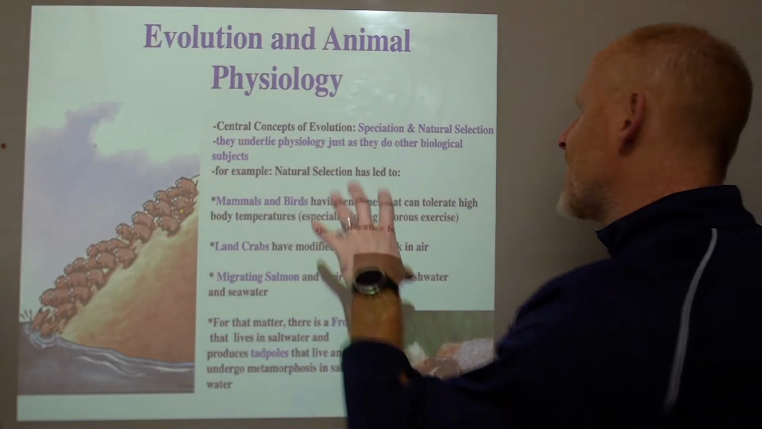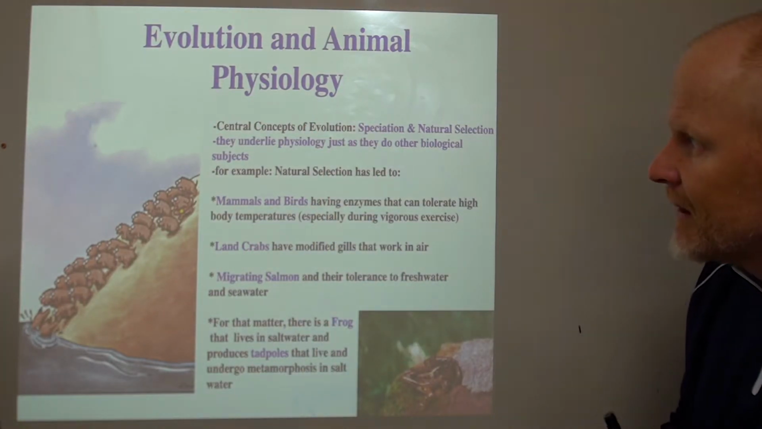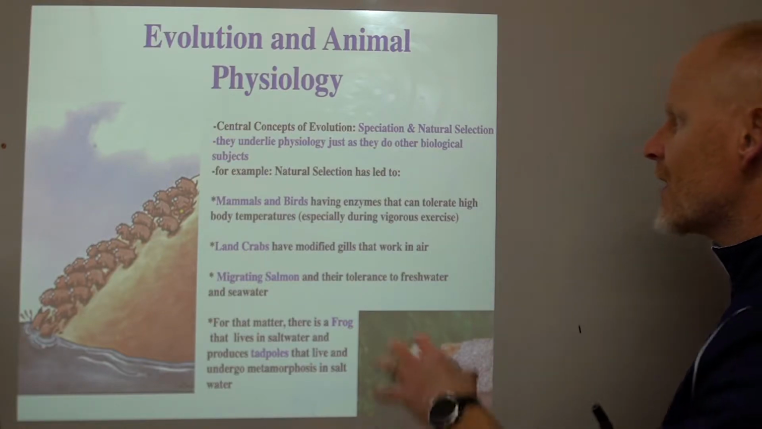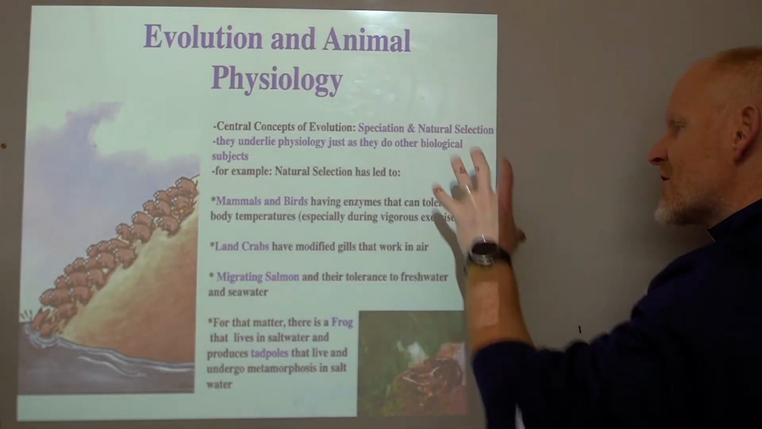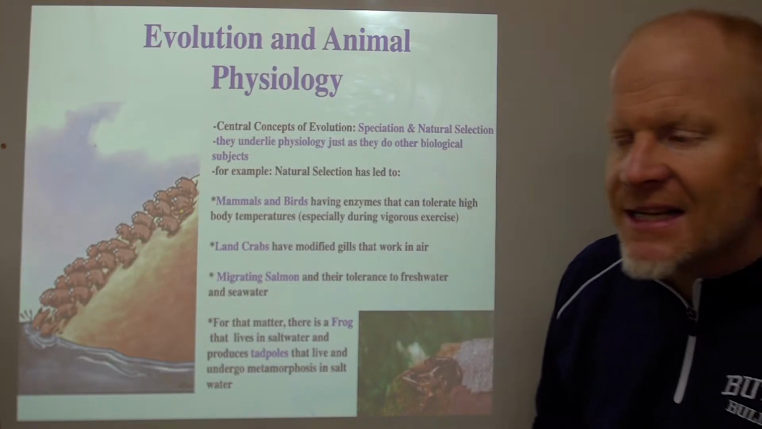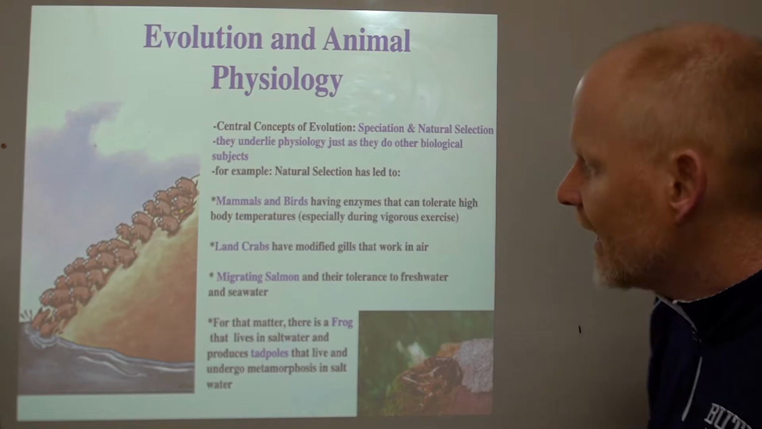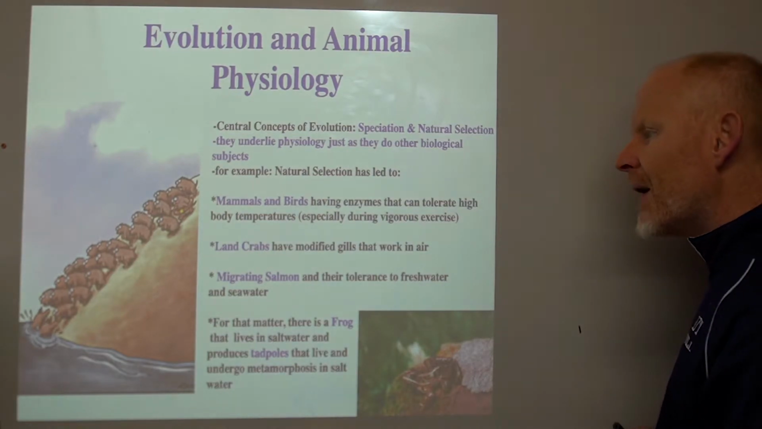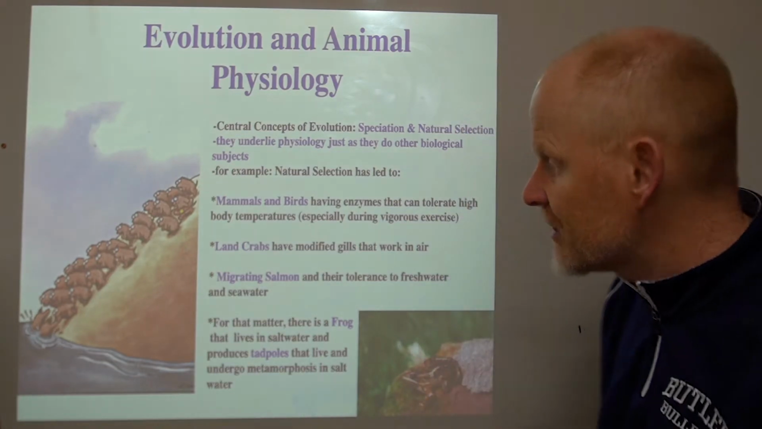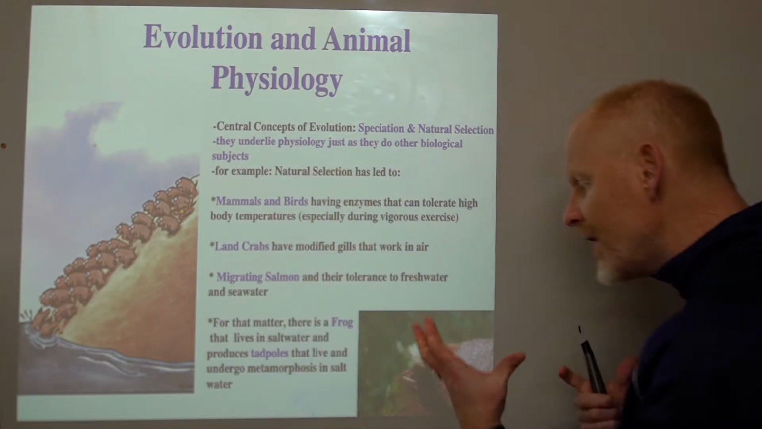Evolution in animal physiology. Obviously, animal physiology is embedded in evolution like every biological field, right? So central concepts of evolution, speciation, natural selection, Darwinian evolution, they're all the underlying principles of why physiologic mechanisms have evolved. And there are a bunch of really cool examples of natural selection happening at the physiologic level of biology. I just list a few here that are really neat.